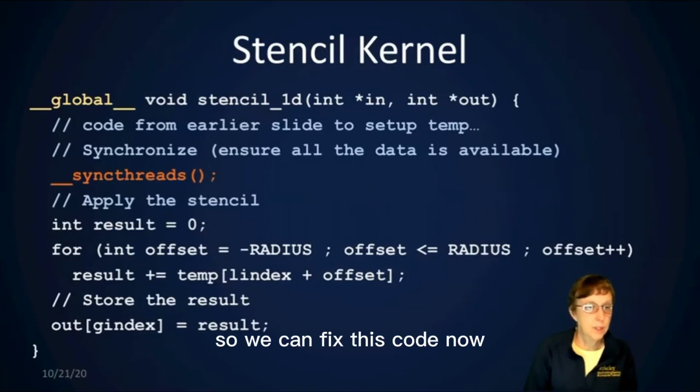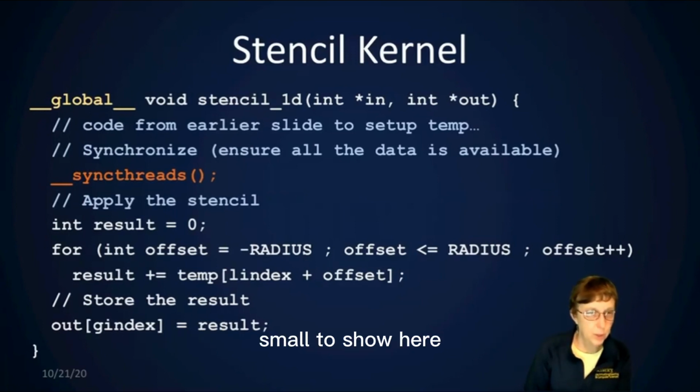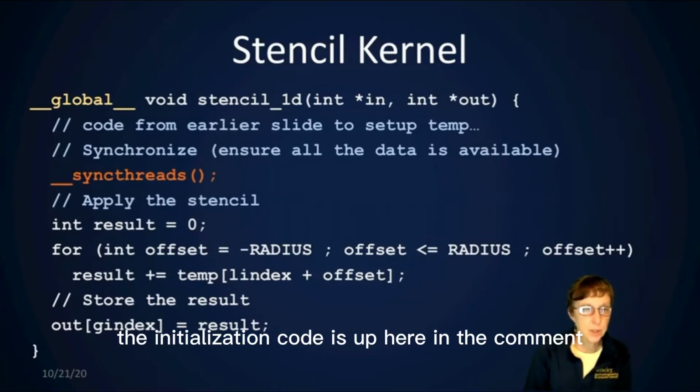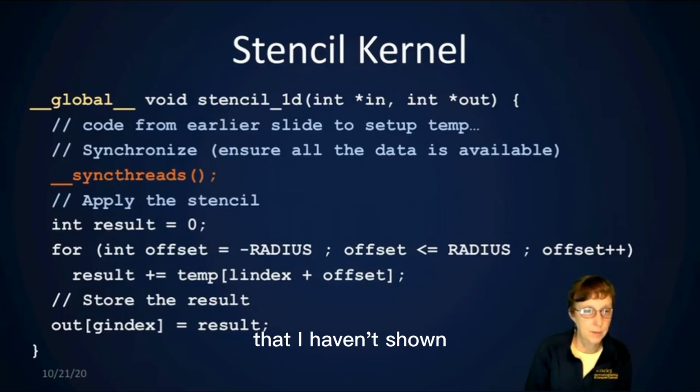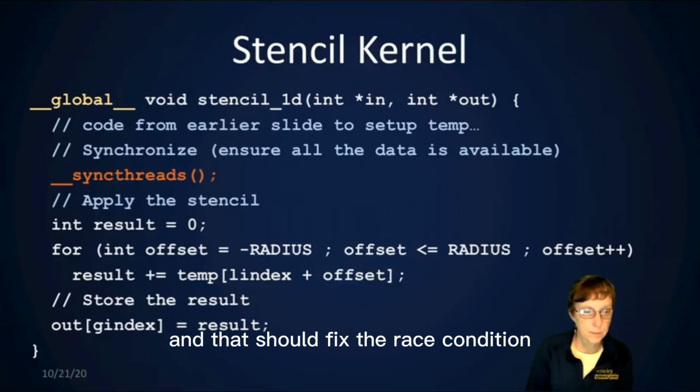So we can fix this code now, and I haven't again shown all the code because it would just get too small to show here, but the initialization code was up here in the comment that I haven't shown. You stick in the sync threads and then you do the application of the stencil, and that should fix the race condition.